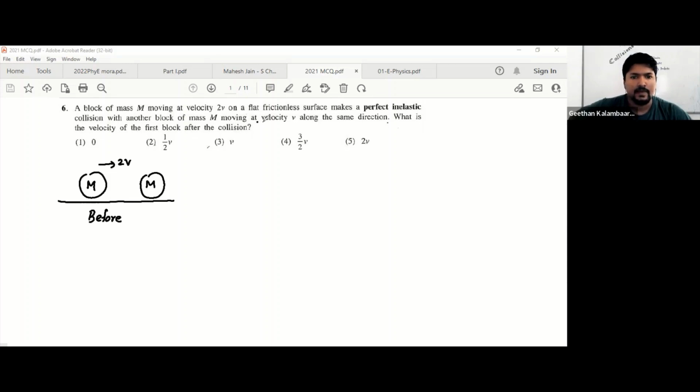Moving at a velocity v along the same direction. So this also has a velocity v, right? They're asking what is the velocity of the first block after the collision. Now you can clearly see that you've been deceived in this question.